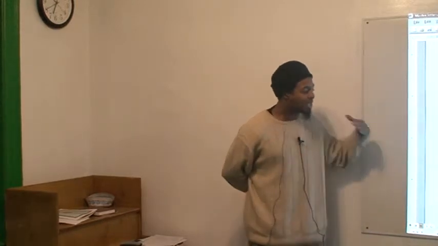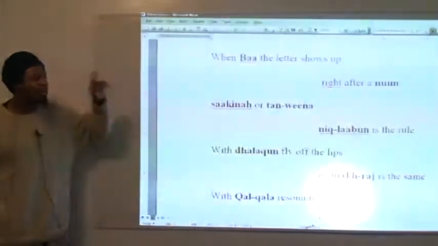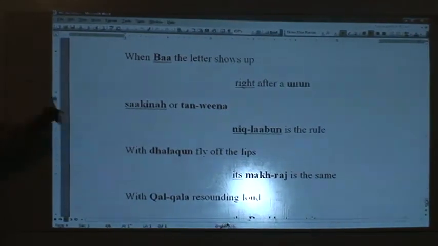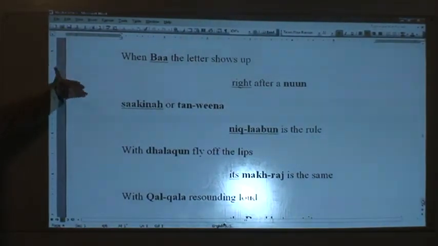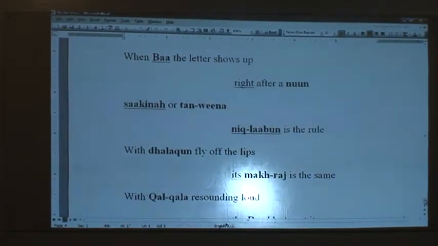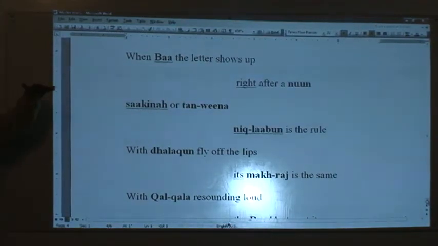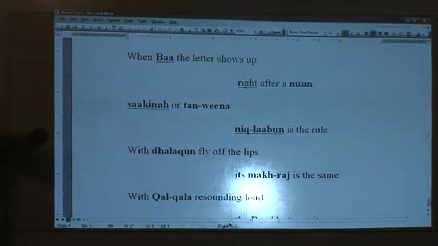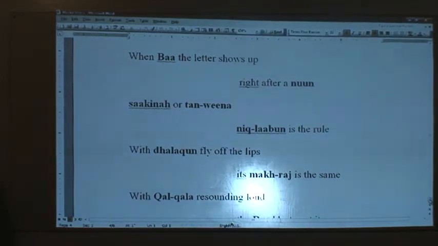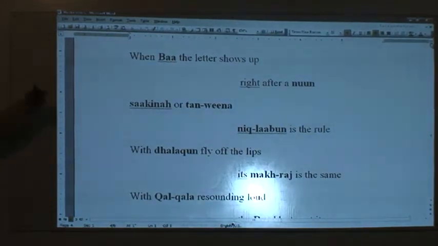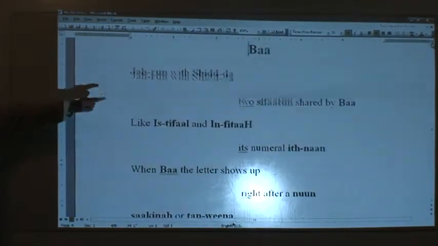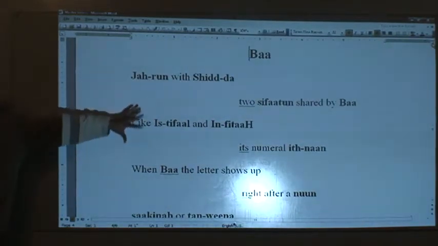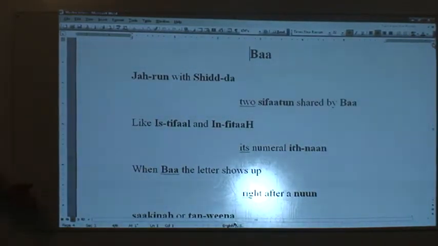With dhalaqun, now he's giving you some other sifat. You know what he did? He separated the sifat that have adad, the ones that have opposites, from the ones that don't have opposites. In the beginning, he gave you the sifat that had opposites. Go back up to the beginning of the poem. He said, jahrun wa shiddatu, sifatun shared by ba, like istifal and infitah. Those four have what? Now go down.